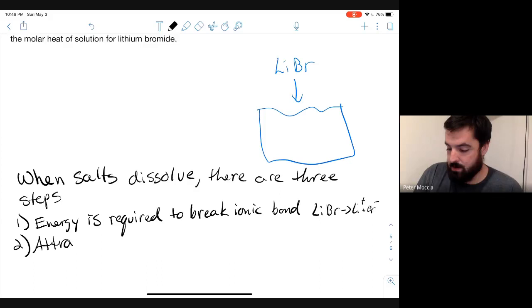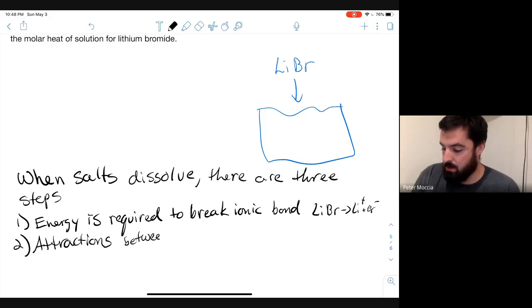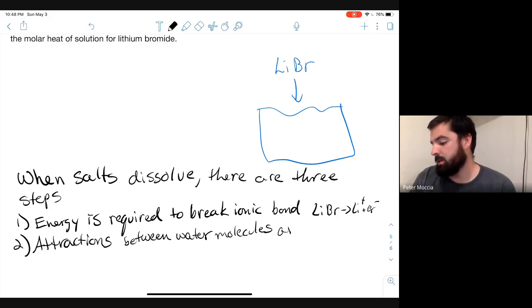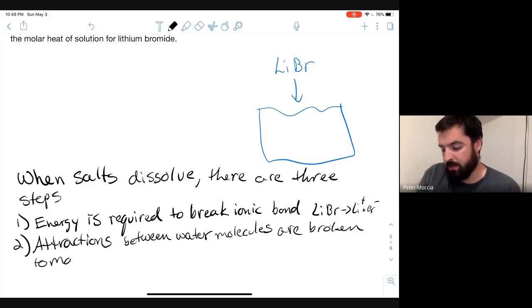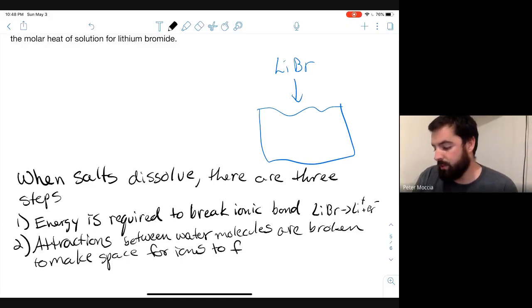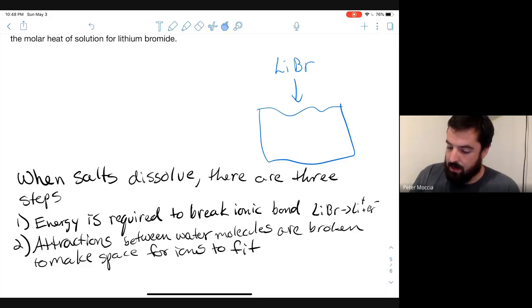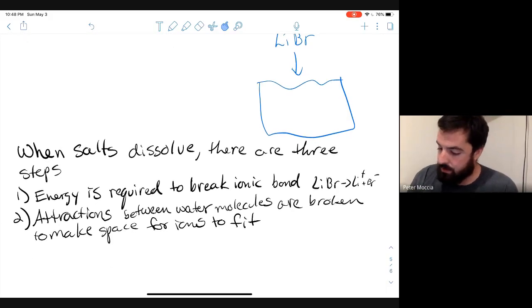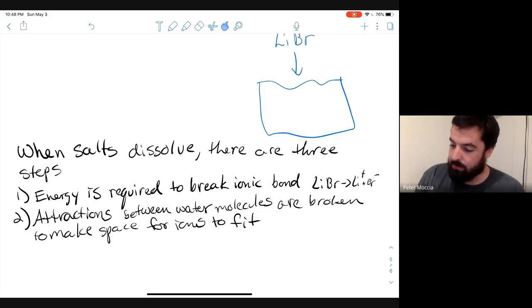Number 2, attractions between water molecules are broken to make space for ions to fit. Okay? And so both of these first two steps are endothermic.